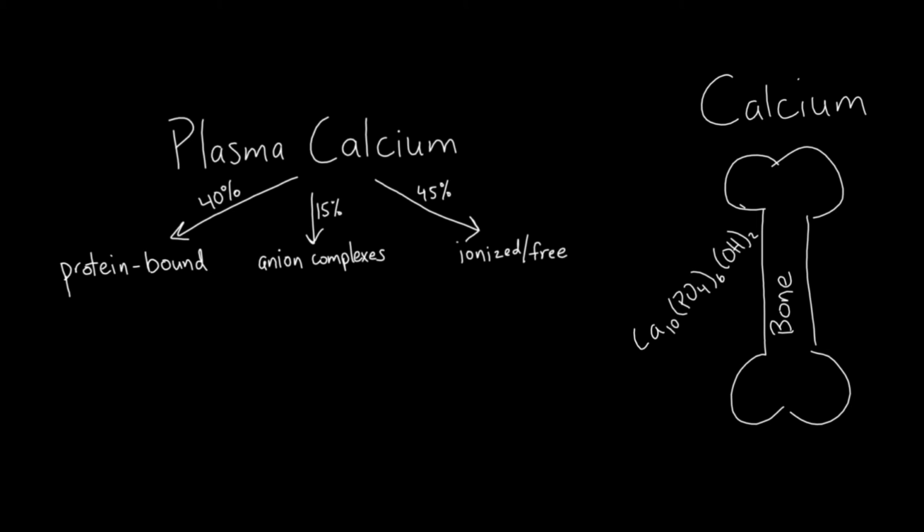We have stressed throughout this course one of the hallmarks of the endocrine system, the idea of free versus bound hormones and their functionality. Calcium, like other hormones such as cortisol and testosterone, is only active when it is in its free, or in this case, ionized form.